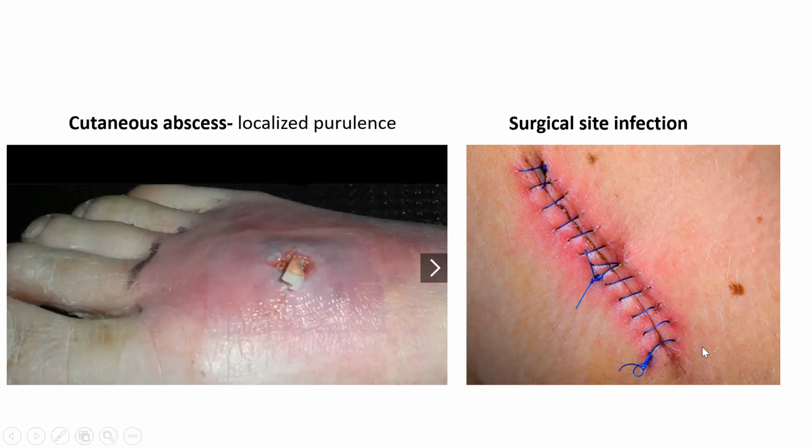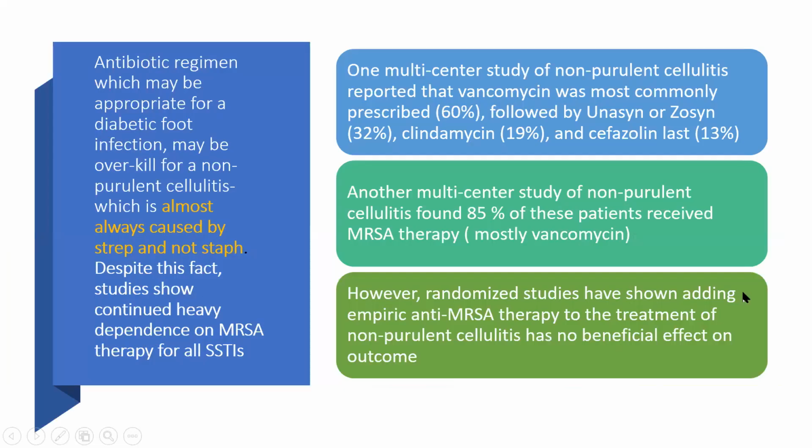So these are all thrown in together as skin and soft tissue infections, but you can see they have very different clinical presentations. And so the antibiotic regimen which may be appropriate for a diabetic foot infection may be overkill for a non-purulent cellulitis. Non-purulent cellulitis, as I showed you in that prior picture, almost always is caused by strep and not staph. But despite this fact, studies show continued heavy dependence on MRSA therapy for all soft tissue infections.